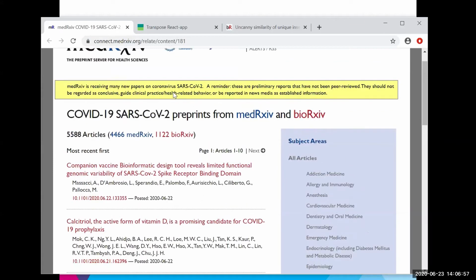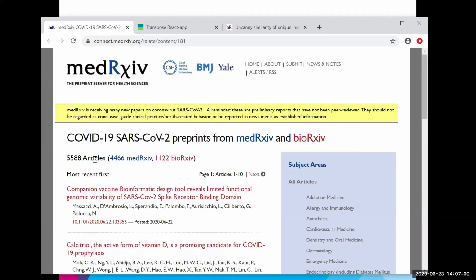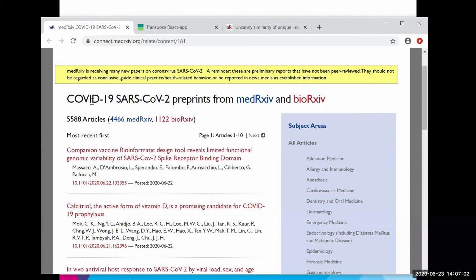So here it is. They're both run by the Cold Spring Harbor Laboratory. And COVID-19 has not been around a whole long time, and yet there are over 5,500 articles in this. So that's incredibly impressive, but it's also really important. If we had to wait for each of these articles to be published in a peer-reviewed journal, we would never get anywhere. We wouldn't be getting the treatments and the guidance that we've needed for this global pandemic.